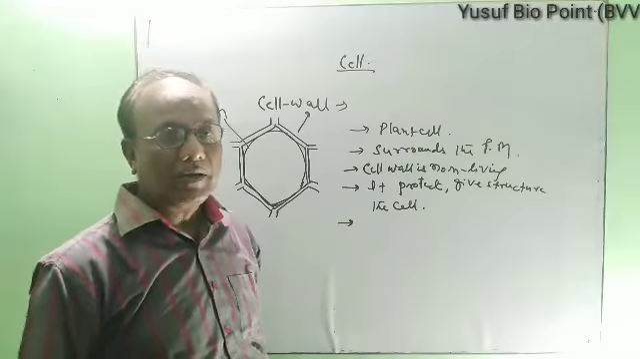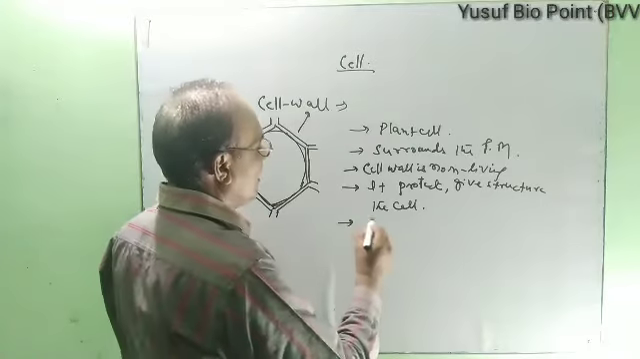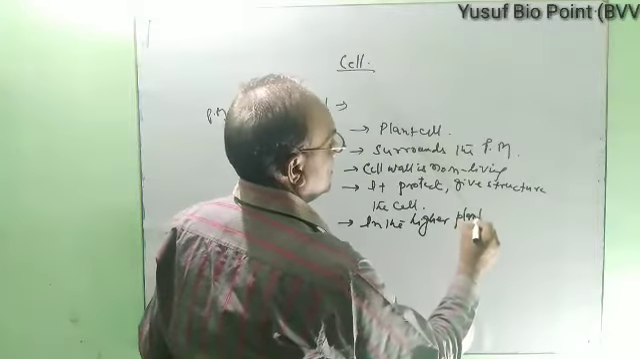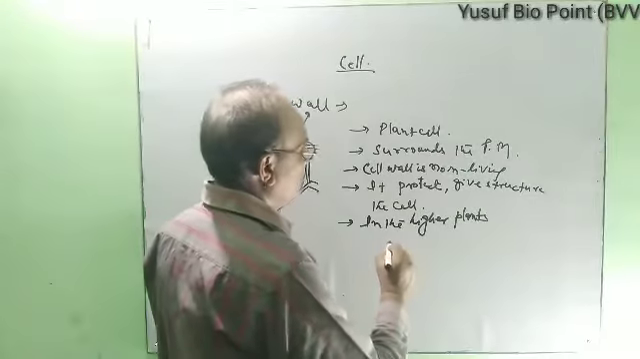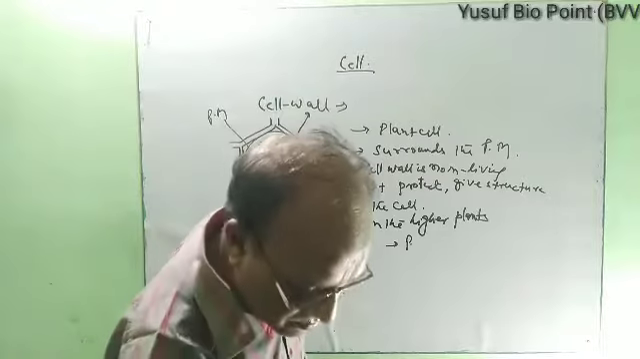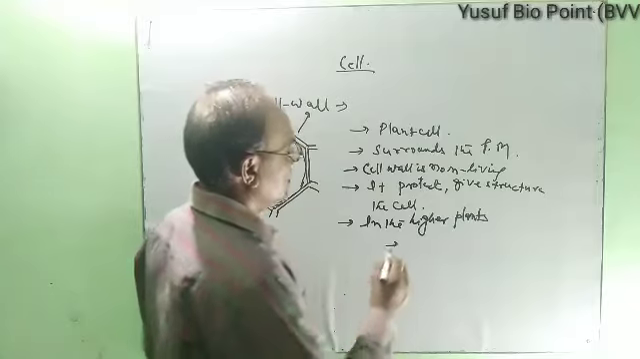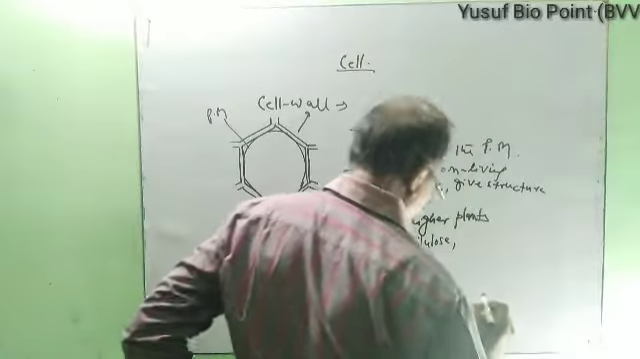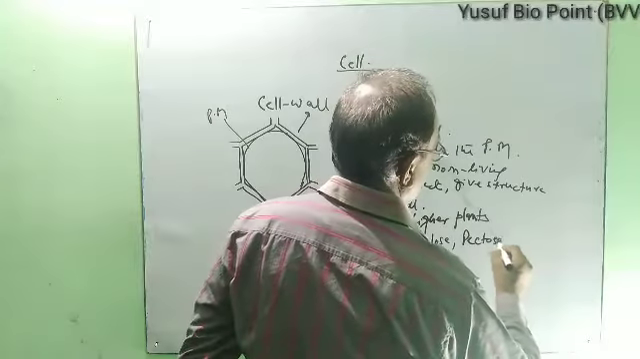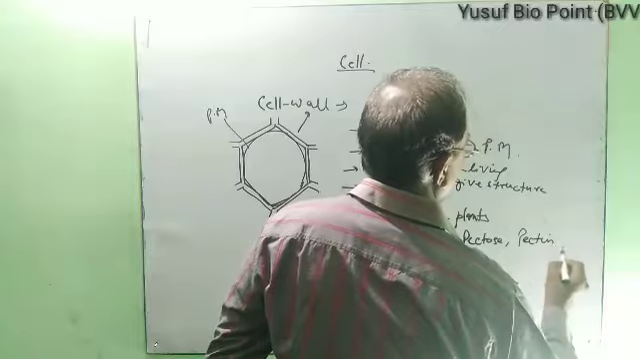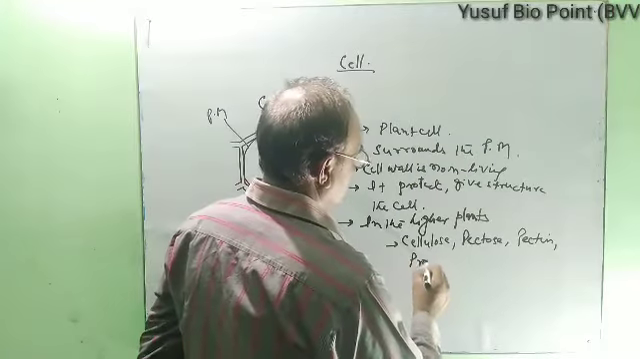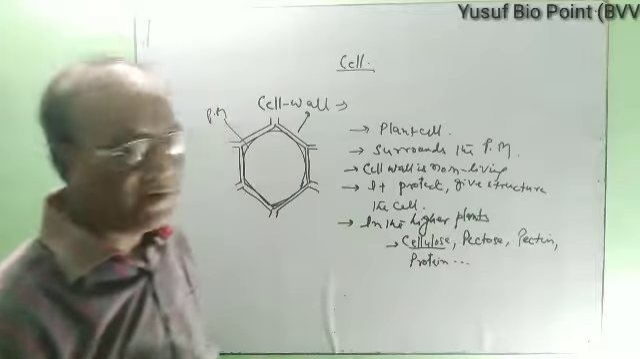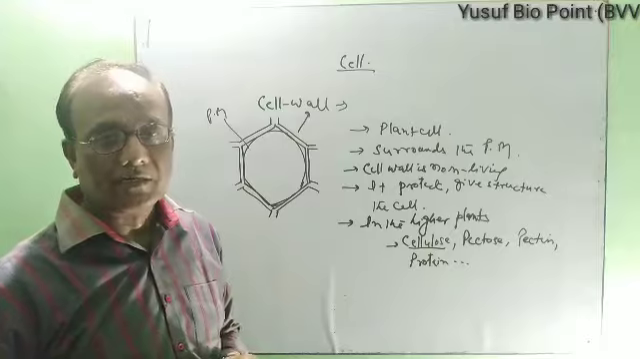Now, the cell wall is found in plants, and in the higher plants, the cell wall is composed of cellulose, pectose, pectin, some parts of protein, etc. So mainly we say that it is made up of cellulose. It is a polysaccharide, that is, a carbohydrate.